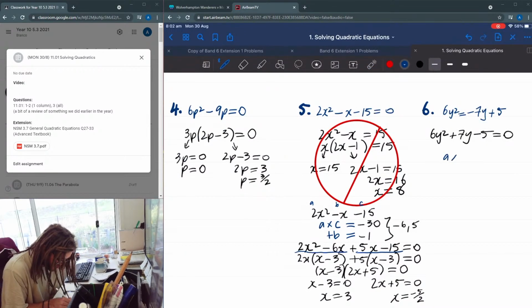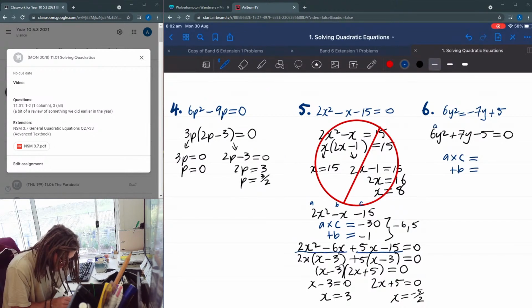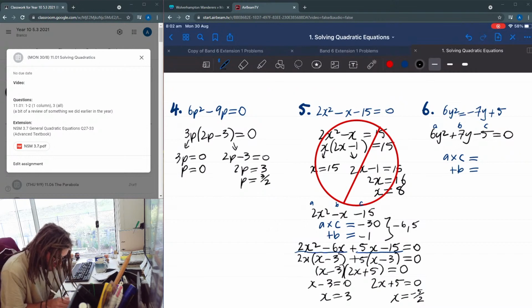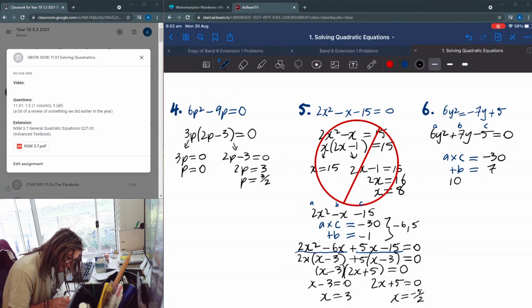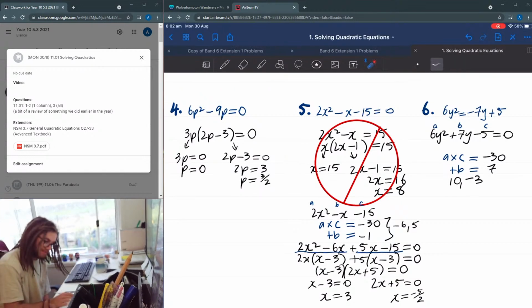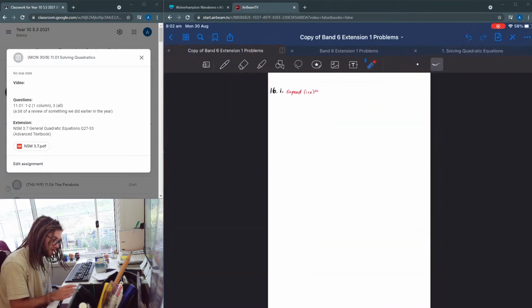So I go a times c plus b. That's a, that's b, that's c. I'll try to do this one faster. a times c is negative 30, b is 7. Two things that multiply to negative 30 and add to 7. I'm thinking 3 and 11. What am I thinking 11 for? 10 and 3. 10 and minus 3. That took a while. 10 times minus 3 is minus 30. 10 minus 3 is 7. Okay.